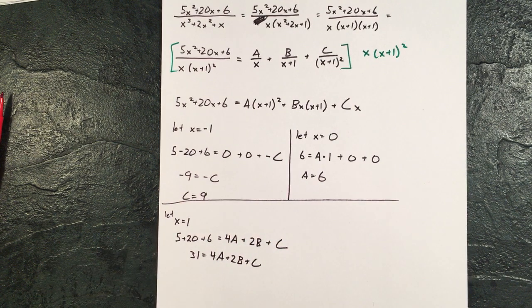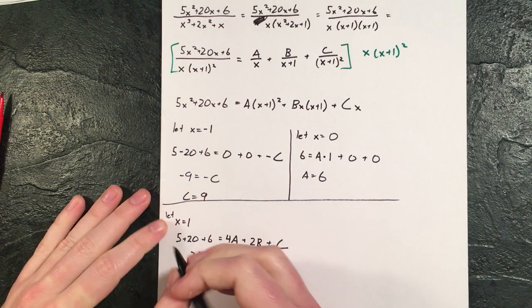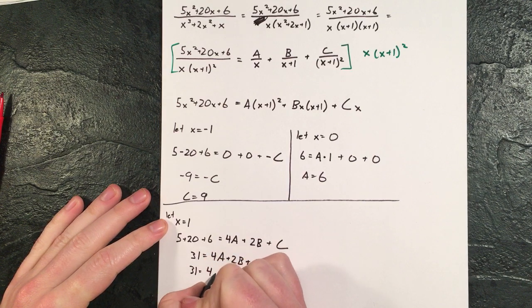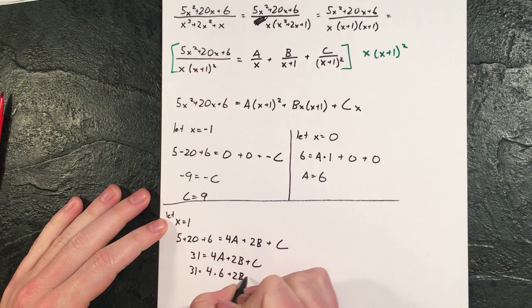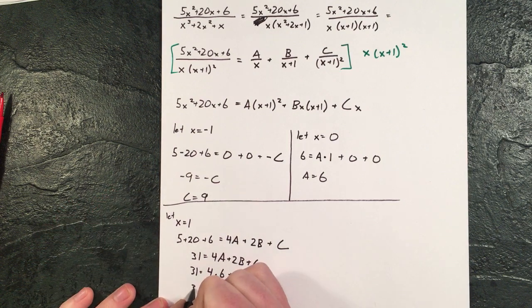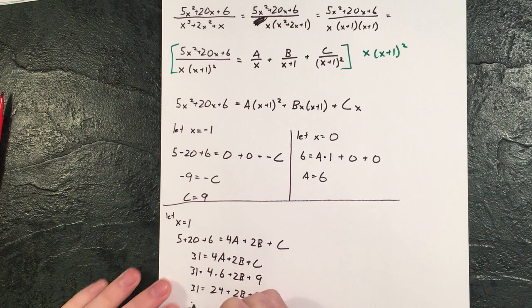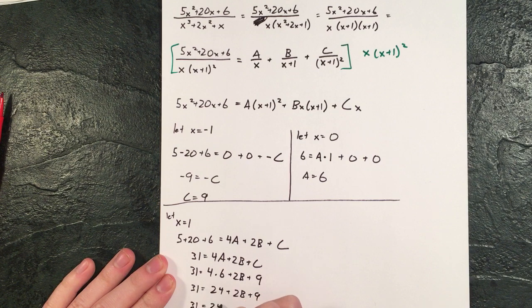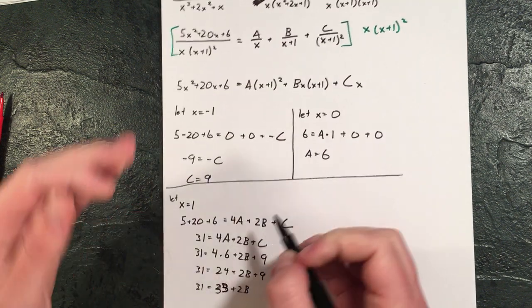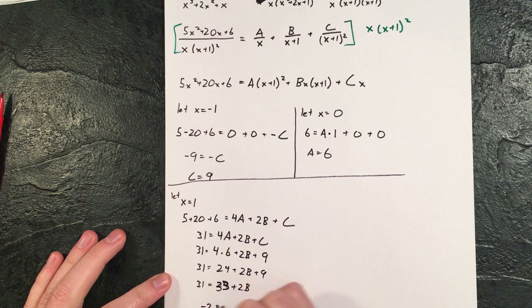You're saying, well, that's not super helpful. But we already know what a and c are going to be. So we can plug that in. So 24 plus 9 is getting us 33. And at this point we subtract that over, and b is equal to -1.